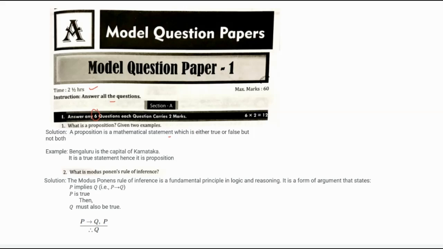The second one is, what is the modus ponens rule of inference? The modus ponens rule of inference is a fundamental principle in logic and reasoning. It is a form of argument, and it states that if P implies Q, and P is true, then Q is also true. That is, P implies Q, comma P, gives you Q. It is called the modus ponens rule.